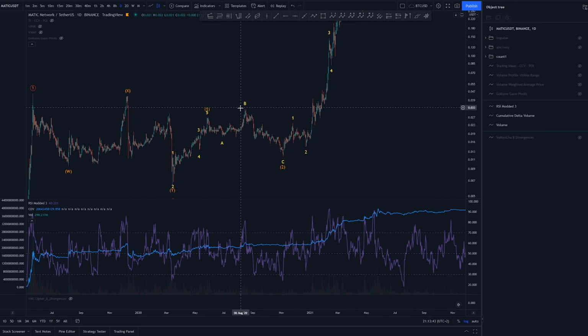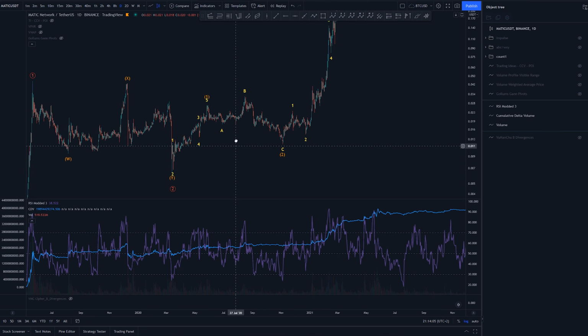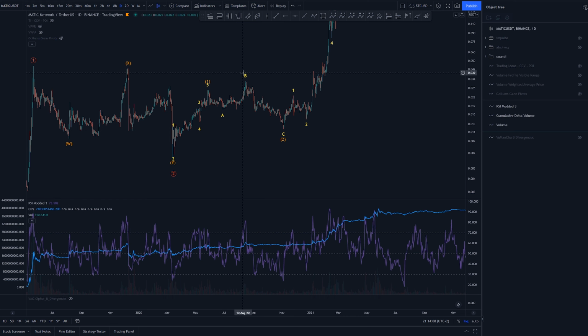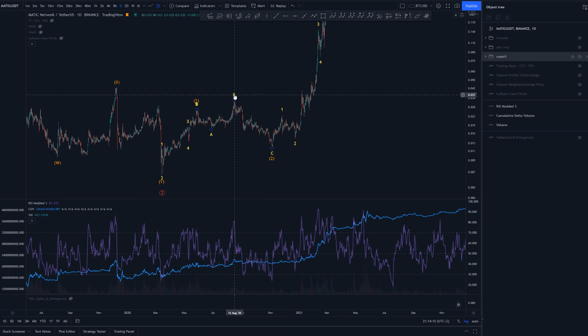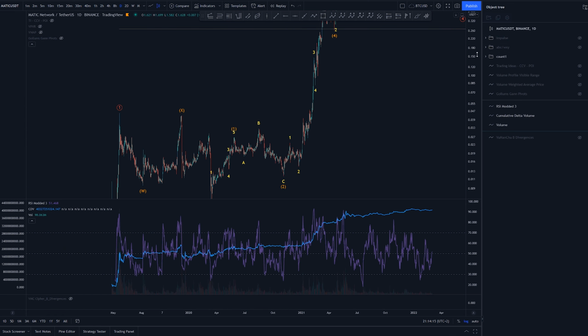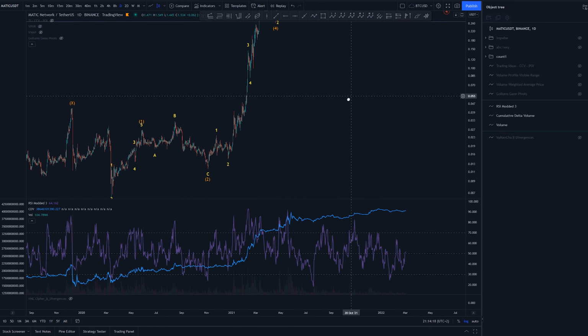RSI is peaking here on the B wave, but after here we can see some kind of lower volume, which indicates this being more of a corrective wave, especially down here. From this point on we can see clearly that this volume's dying. So whether the 1 is here where I placed it or here, the 2 is going to be placed here in any case.